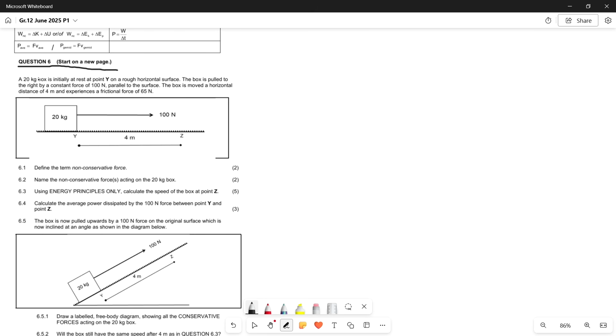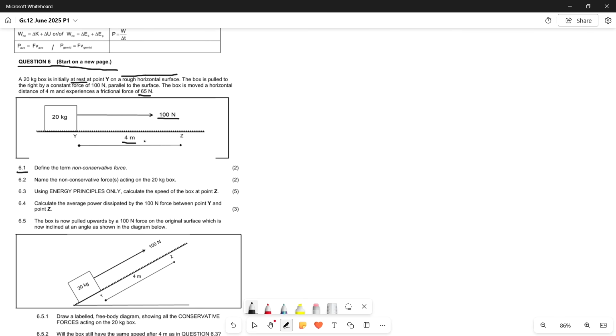So question 6 says a 20 kg box is initially at rest, okay, at point Y on a rough horizontal surface, okay, that's also important. The box is pulled to the right by a constant force of 100 newtons over here, parallel to the surface. The box is moved a horizontal distance of 4 meters over here and experiences a frictional force of 65 newtons. Okay, great. So we have all that information, and 6.1 says define the term non-conservative force for 2 marks.